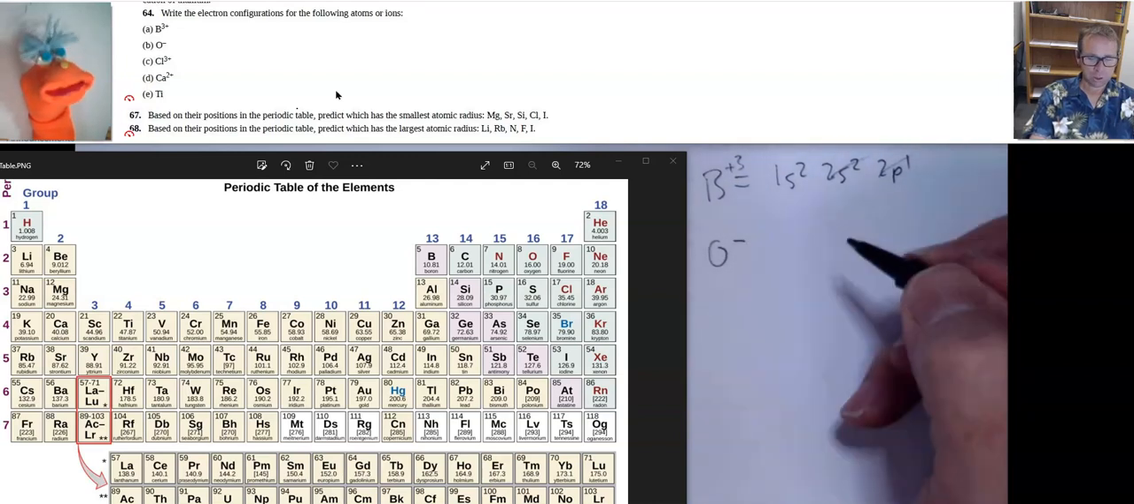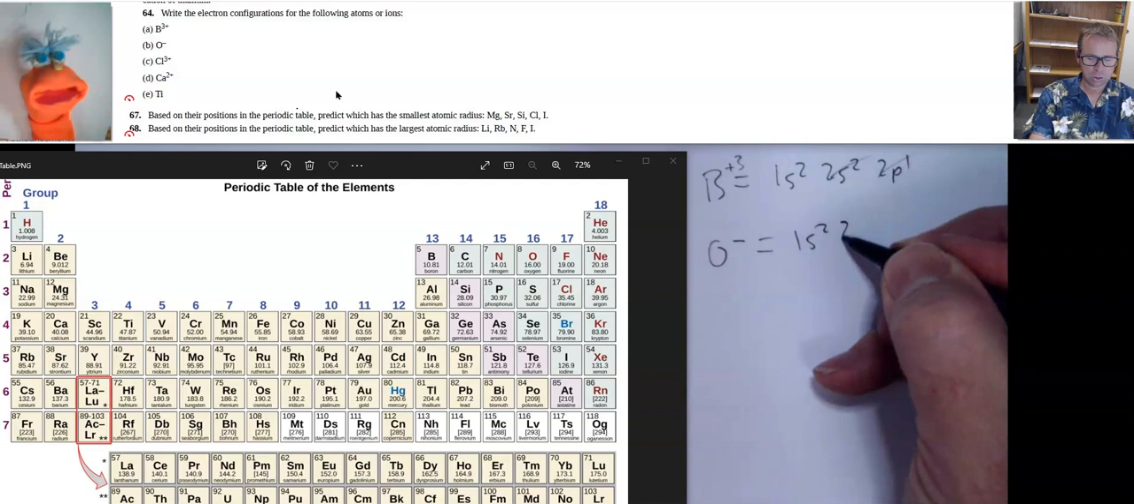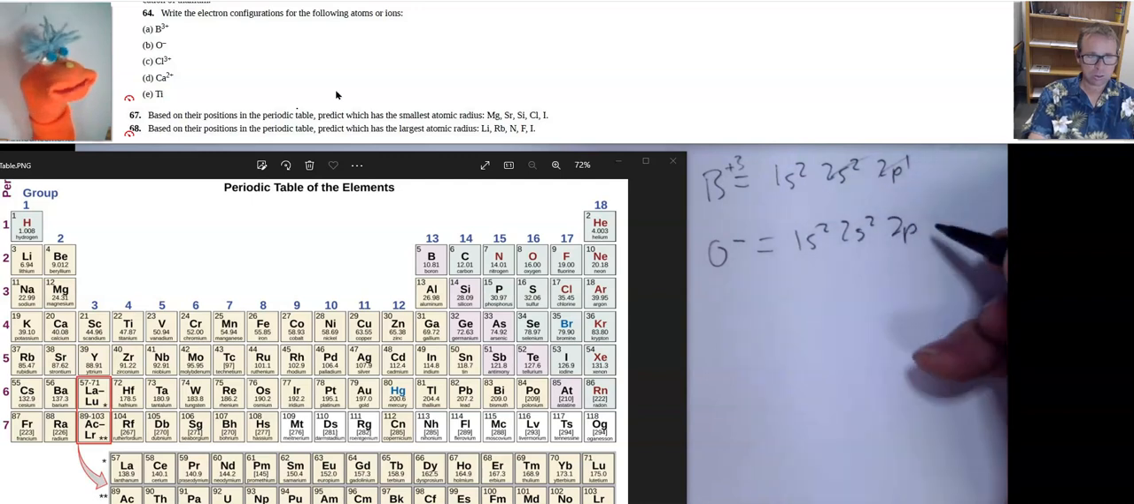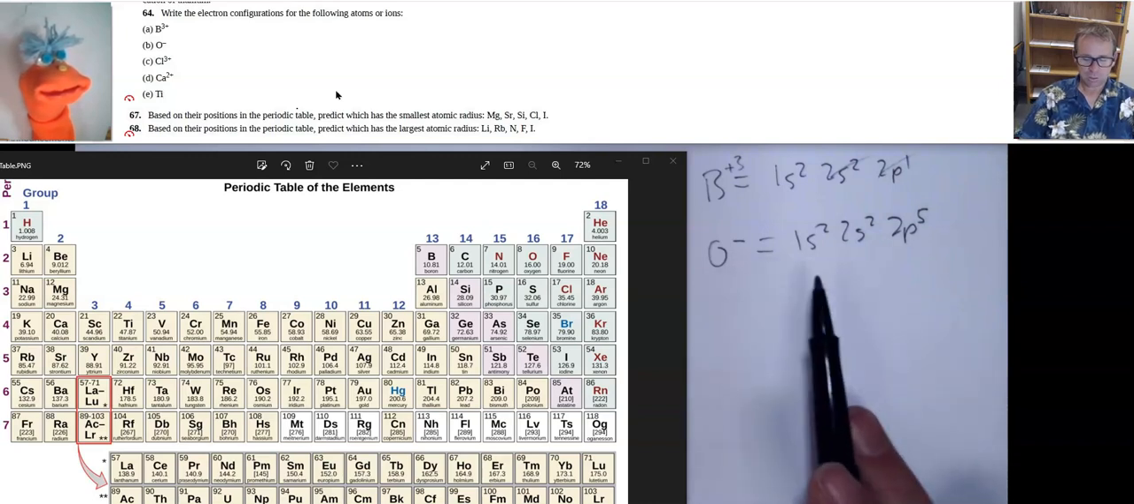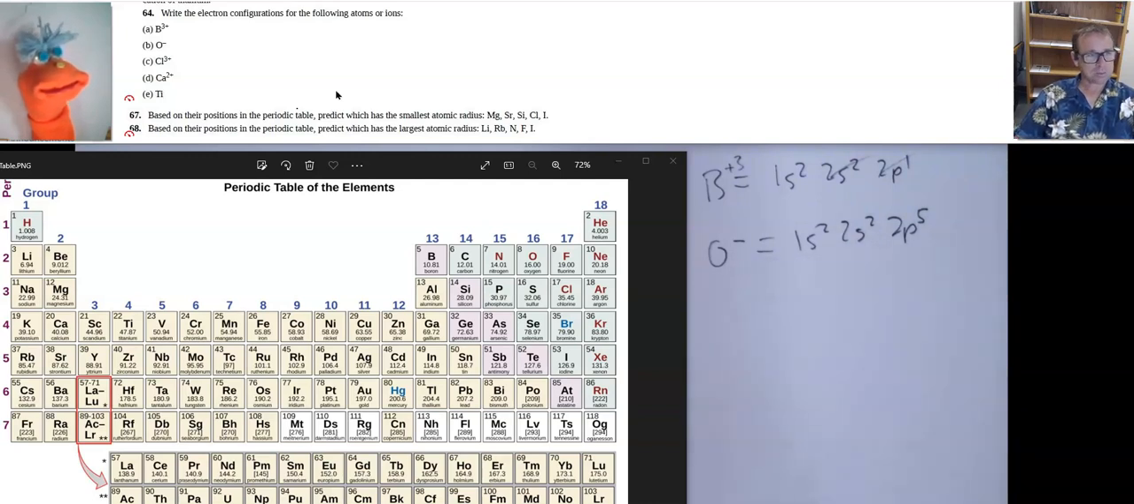Oxygen with a minus charge is going to have 1s2, 2s2, 2p, instead of 4, 5. That's right, 2p5. Very good. Oxygen with a minus charge. Excellent. Chlorine with a plus 3 charge.